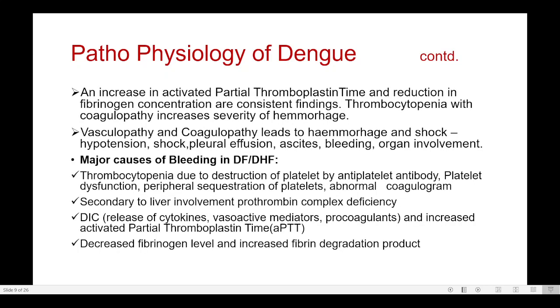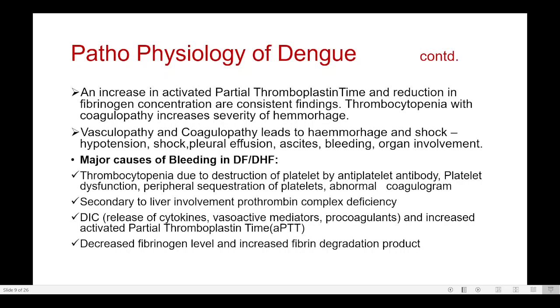Two things persistently found as a result of coagulopathy in dengue are activated partial thromboplastin time prolongation and reduction in fibrinogen concentration, which are the consistent findings. Thrombocytopenia with coagulopathy increases the severity of hemorrhage. So vasculopathy and coagulopathy lead to hemorrhage and shock, hypotension, pleural effusion, ascites, bleeding, and involvement of different organs.